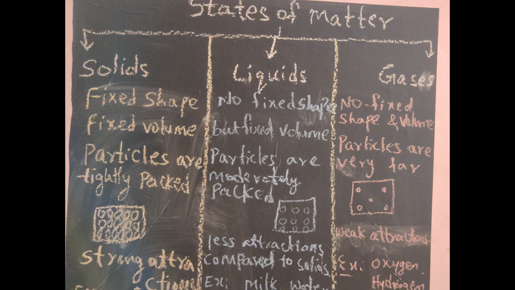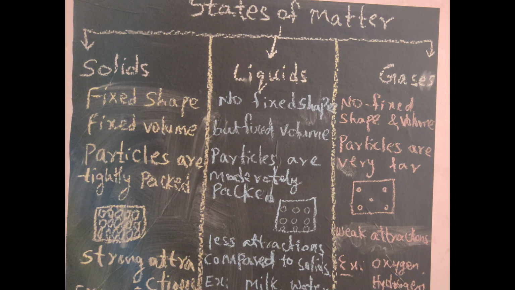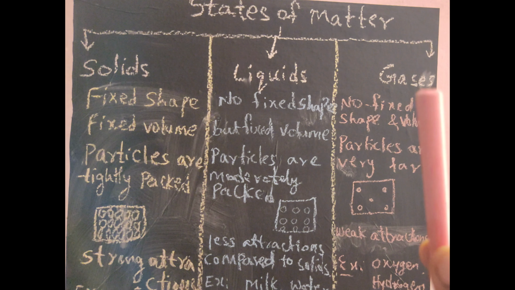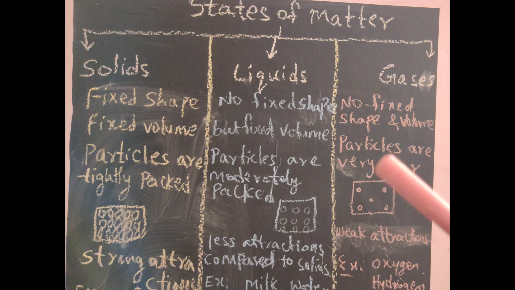If we are talking about the states of matter, they are mainly classified into three categories. One is solids, second is liquids, third is gases. What solid, liquid, and gas are, we are going to discuss in detail one by one. Solids have a fixed shape and fixed volume. For example, this chalk has a fixed shape, that is a cylindrical shape, and fixed volume also, right? So the substances which have a fixed shape and fixed volume come under solids.